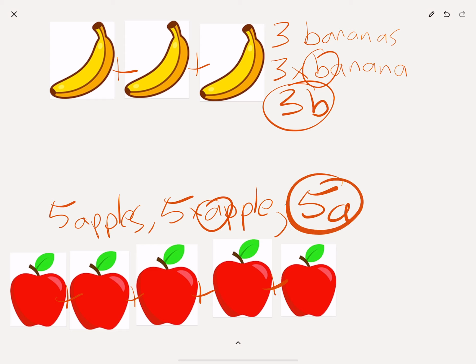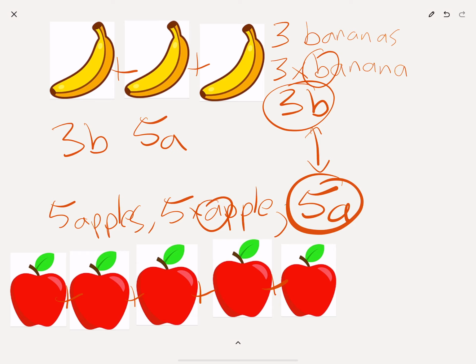Now, we cannot combine the 3b and the 5a because they're not the same fruit. I couldn't say 3 plus 5 is 8, and I've got 8 apples, because I don't have 8 apples. And I can't say I have 8 bananas because I don't have 8 bananas. And we wouldn't combine the 5 and the 3 together and combine the a and the b together and say 8ab, because this would stand for 8 apple bananas, and I definitely don't have apple bananas. I would just keep them separate and say I've got 3 bananas and I've got 5 apples.